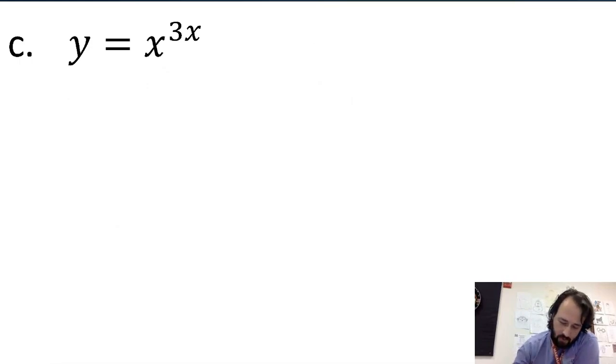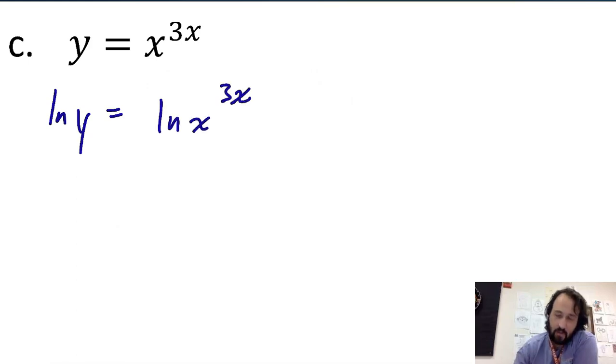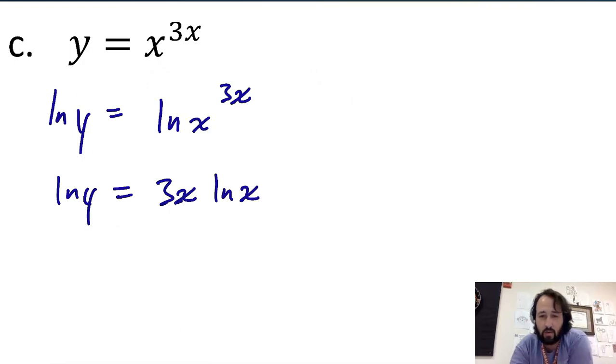So if I rewrite this, and I take the natural log of both sides, so ln y equals ln of x to the 3x. The nice thing about my power property for natural logs is that I can move that 3x out front. So I have ln of y equals 3x ln of x. So no longer does this become a derivative of x to the x that I have no idea what it is. It becomes something that I can use the product rule for.